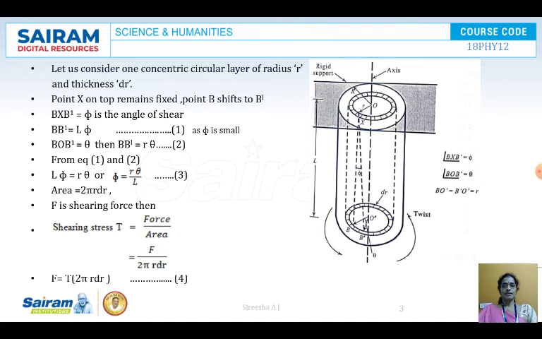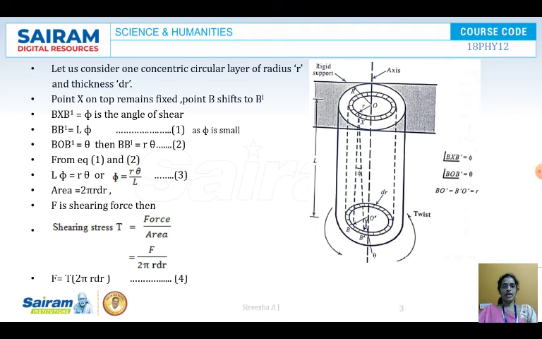Now angle B x B dash is nothing but phi. From the diagram you can see that B x B dash is phi, which is the angle of shear. Because of the twist, that is the angle twisted from the upper part to the lower part. BB dash is equal to L phi. As phi is small, tan phi can be taken as phi. Next to the diagram it is given: angle B x B dash is equal to phi, and angle B O B dash is nothing but theta.